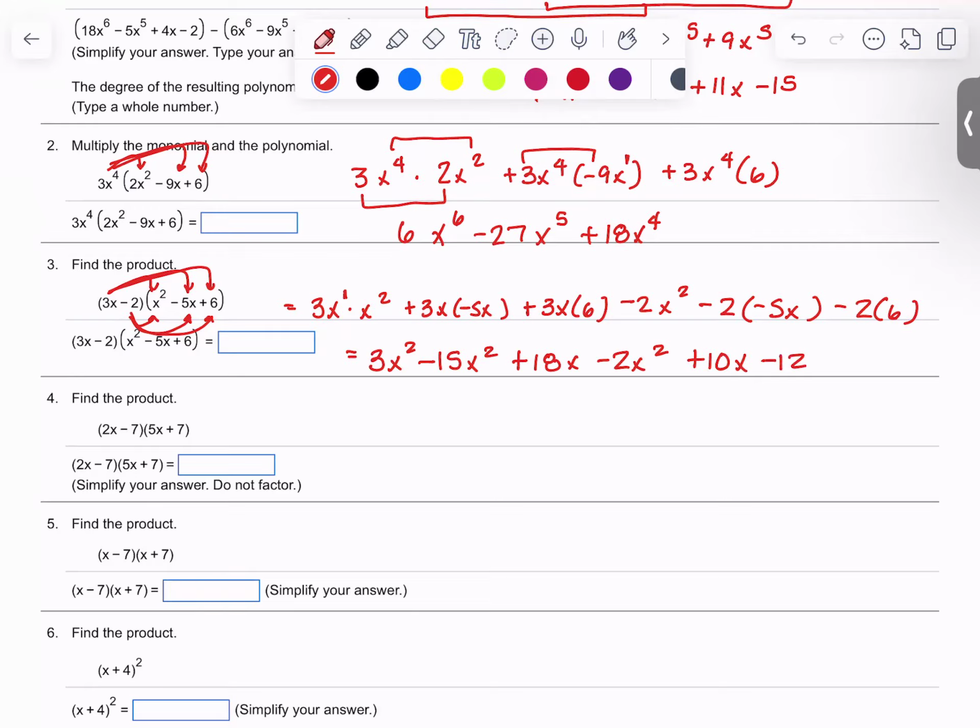Do I have any like terms? I believe I do. And I have a mistake right here. Maybe you noticed that. That should be 3x to the third. x to the first times x to the second is x to the third. So 3x to the third, and then I have a minus 15 minus 2x squared, that's minus 17x squared. I have an 18x, and then minus 12.